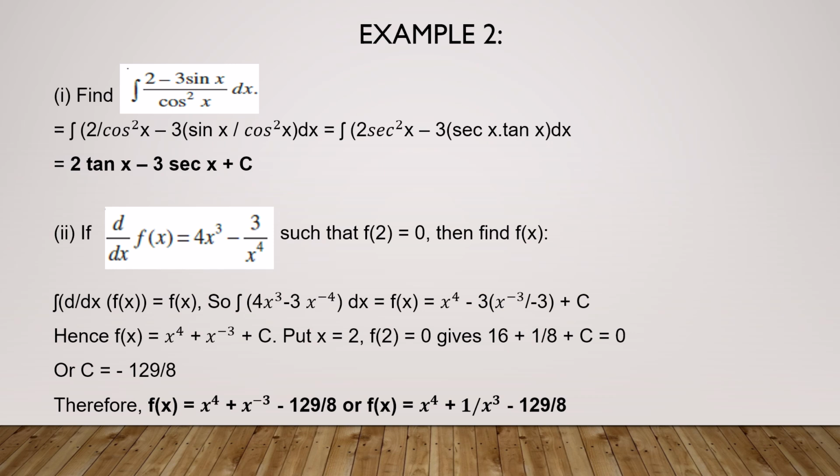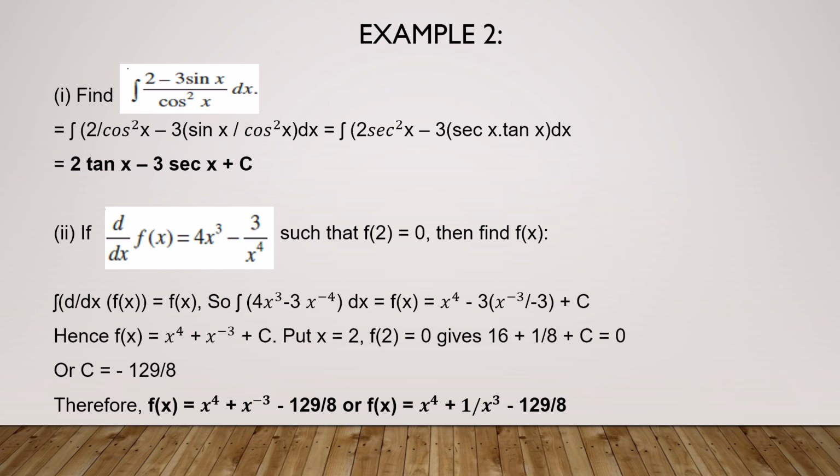So simple trigonometric integrals we have used. So the answer is 2 tan x minus 3 sec x plus c. In the second example, it is given that the derivative of some function f(x) is 4x cube minus 3 upon x raised to 4, such that f of 2 is 0. Then find the function f(x).